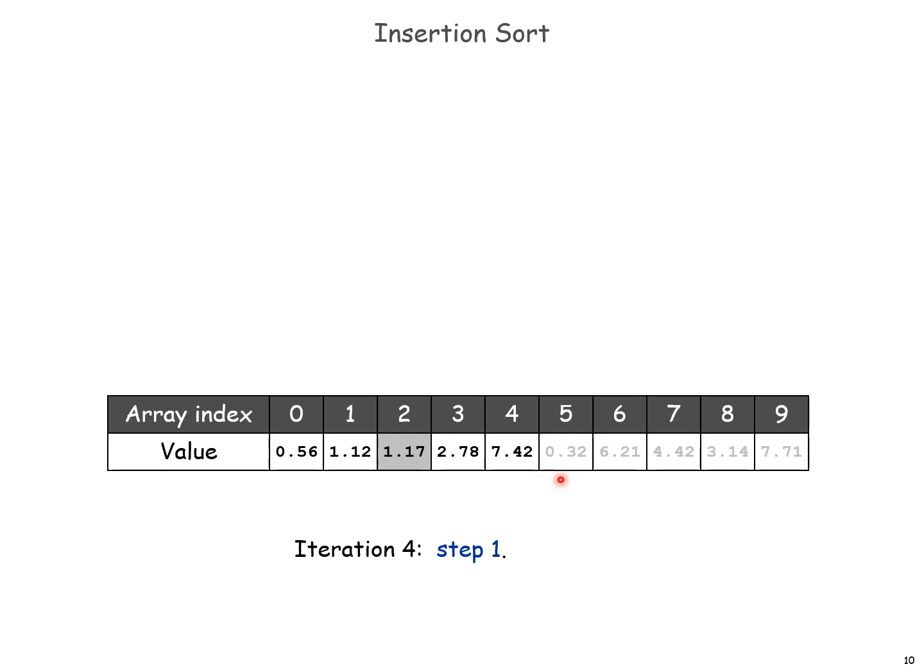Now let us go for the sixth element, which is 0.32. So 0.32 is the key element now. Now again, start comparing this key element with the previous item. So this previous item is a greater item, so we'll have to go for a swap. Now again, compare this key element with the previous item. Key element is smaller value, so go for a swap.